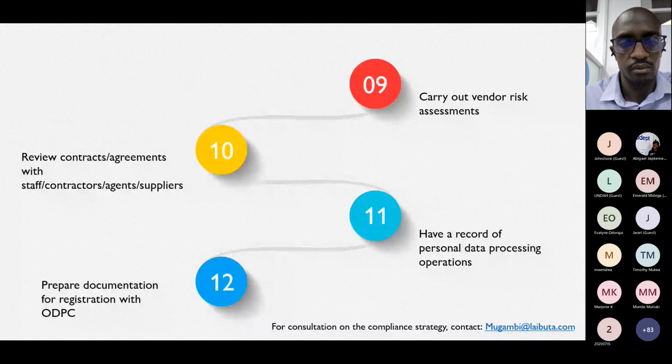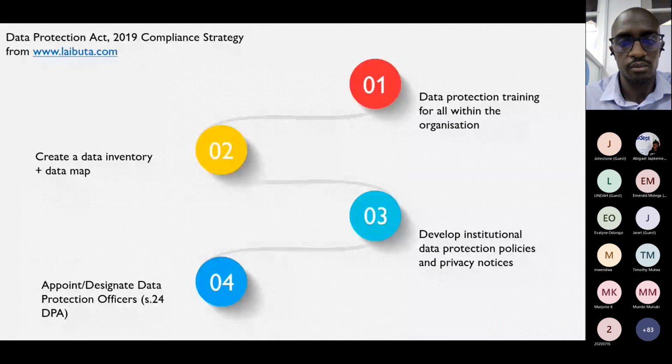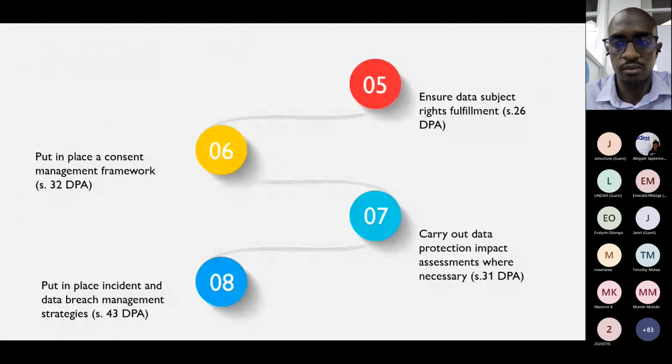Then 11, please keep a very good record of the kind of processing operations you do. So you need a good record of all this I'm talking about: of your training, of your data map and inventory, of your policies, of people who you designate as DPOs, of how you respond to data subject requests. You need your consent framework. If you carry out a DPIA, data protection impact assessment, that needs to be on record. Incident management, your policy and strategies, and a list of any incidents.